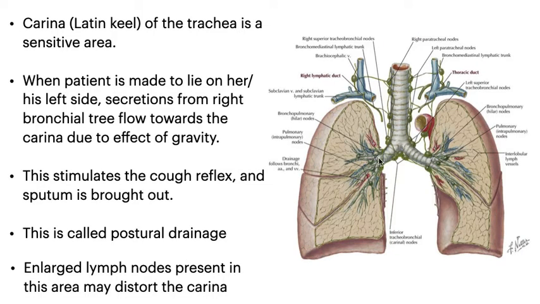The carina of the trachea is the sensitive area. When the patient is made to lie on her left side, secretions from the right bronchial tree flow towards the carina due to gravity. This stimulates the cough reflex and the sputum is brought out. This is called the postural drainage. The enlarged lymph nodes present in this area may distort the carina.